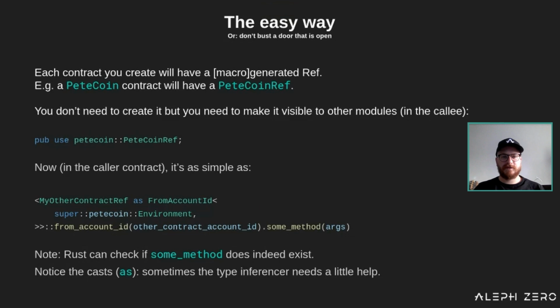Now the first version, the easy way: the Ink contract macro will basically generate a ref for your contract. So this will be like a facade, if you will, allowing other contracts to access certain methods from your contract, right? Importantly, it will be generated for you, but in general, it won't be exported, so it won't be visible from the outside. So you need to export it like this, right? I recall how use allowed you to bring stuff into scope. Pub use also re-exports them to the outside.